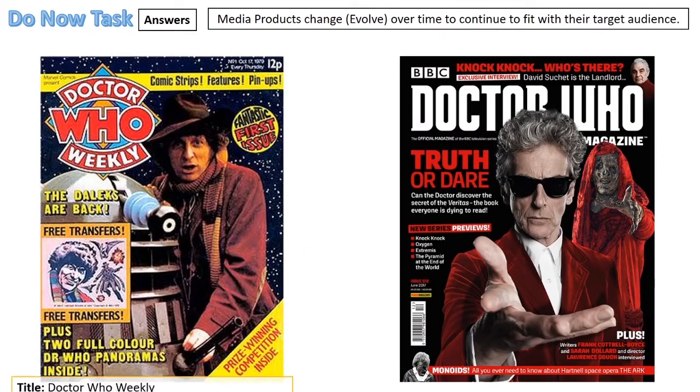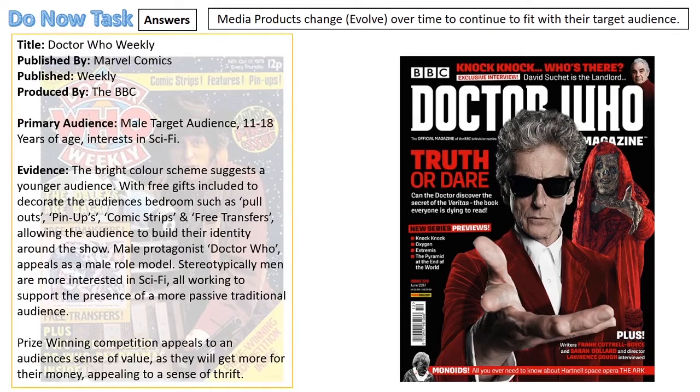So if we review the Do Now task, this is Doctor Who Weekly. It was published by Marvel Comics and it was published weekly, produced by the BBC, because obviously Doctor Who makes BBC. Primary target audience: 11 to 18 year olds, with an interest in sci-fi, predominantly male. If we look at this, it's got a bright colour scheme which suggests a younger audience. It's got free gifts to include, which involve you decorating your bedrooms, such as pull-outs, pin-ups, comic strips, and free transfers, allowing the audience to build an identity around the show.